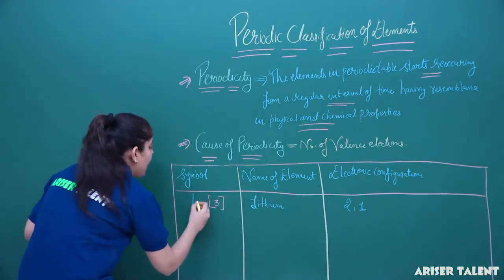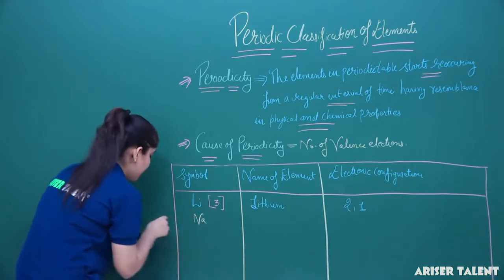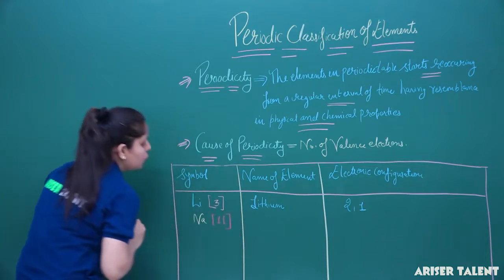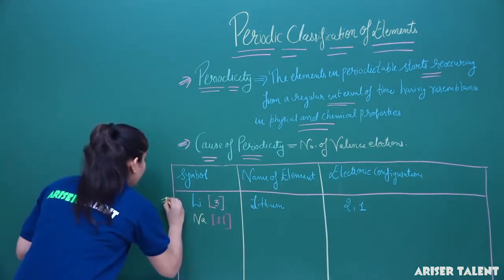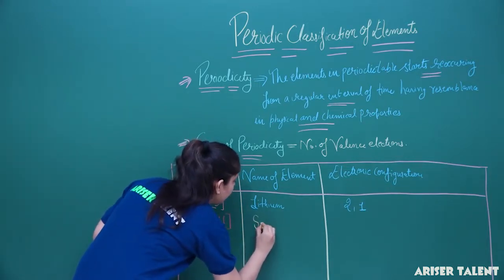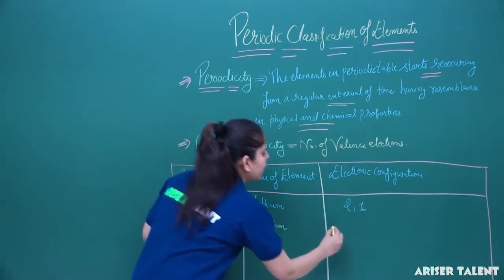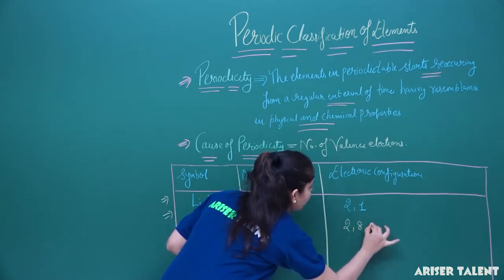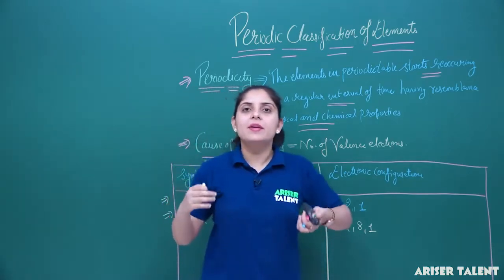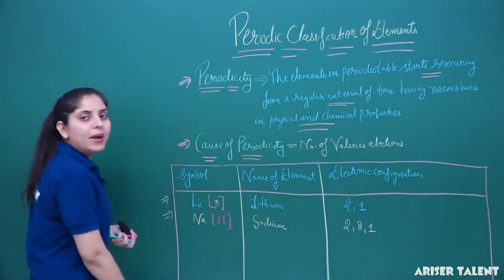Next, after lithium, we have our next element, sodium. Sodium has an atomic number of 11. I can write here, this metal is sodium. For sodium, the electronic configuration will be 2, 8, 1. It means 2 electrons in the first shell, 8 electrons in the second shell, and the remaining 1 electron is present in the outermost shell. So the electronic configuration will be 2, 8, 1.